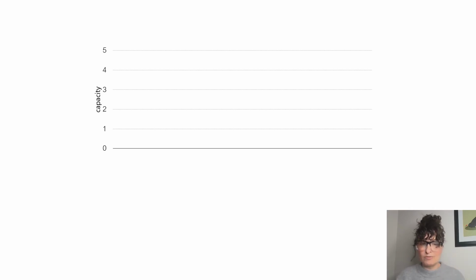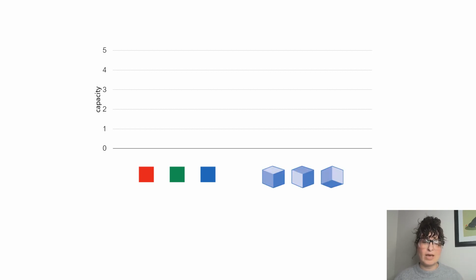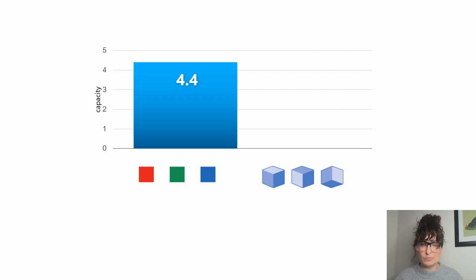Researchers repeated that flicker paradigm, that change detection experiment with the squares, using 2 different categories of stimuli. Reproducing their original results using the simple color patches, they found a capacity of approximately 4.4 items before performance really started to decrement. In a second follow-up experiment, the researchers used a different set of stimuli. Instead of using basic color patches, they used these more complex representations of shaded 3-dimensional blocks.